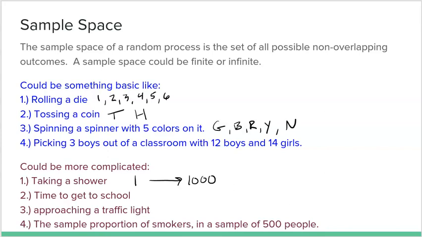Approaching a traffic light, it could be red. It could be yellow. It could be green. All right, I can list that.